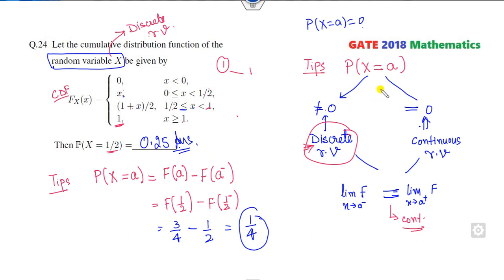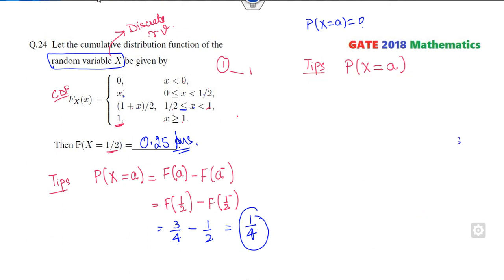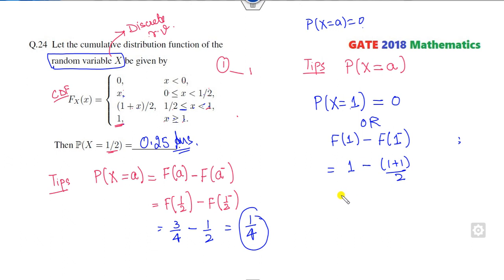Remember, this is a very beautiful tip for you. You can find this in this manner. For example, in this question, if I ask what is the probability at x equal to 1, you can see at x equal to 1 it is continuous, because the right hand side limit is 1 and the left hand limit is also 1, so you can directly write 0. Otherwise you can again use the same approach, F of 1 minus F of 1 negative. You can see the right and left limits are the same, which is 0. Otherwise you can simply use this concept. It will be 0 when it's a continuous random variable, otherwise discrete.